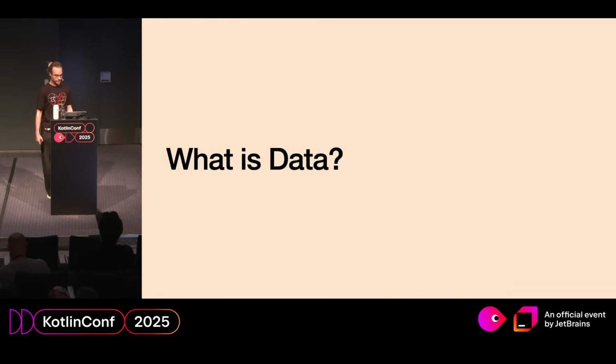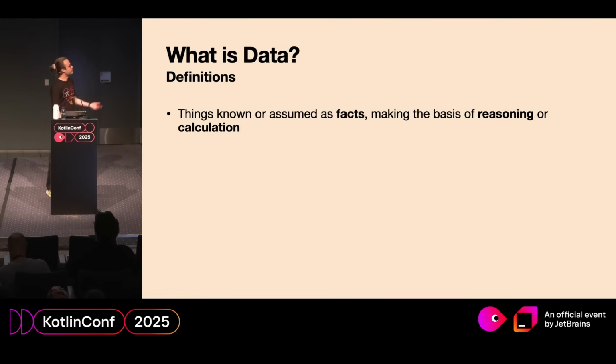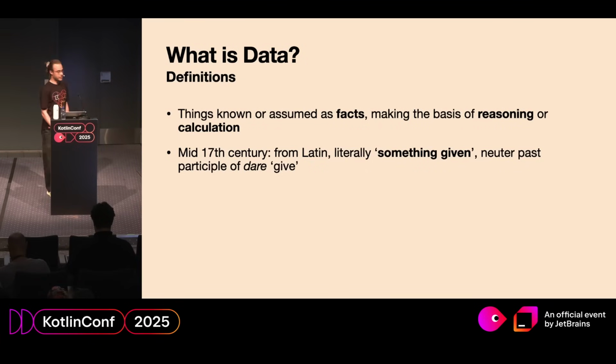So first of all, what is data? The concept of data has existed long before we started manipulating it with software. And apparently there is a definition for that. These are things known or assumed as facts, making the basis for reasoning and calculation. It comes from Latin, something given. So this is some information that was given to us from the outside world into our software system so we could process it somehow. Often it's a result of measurement or other ways of inquiry of the outside world.